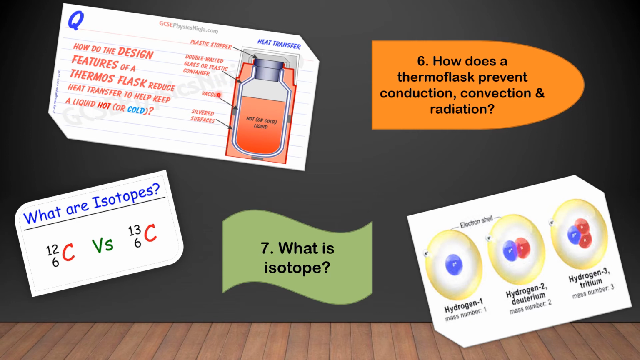Next one is, the walls of the vessel being made of glass, a bad conductor of heat, and the mouth of the vessel being closed by a poor conducting cork or rubber stopper, conduction of heat is prevented. See this plastic stopper or rubber stopper, and this is a double walled glass or plastic container. So it is made up of glass, which is a bad conductor of heat. So it prevents conduction again.